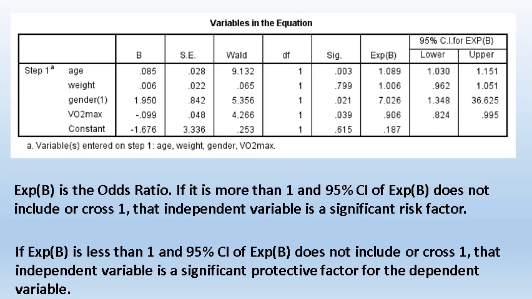Exponential B is the odds ratio. If it is more than 1 and the 95% confidence interval of the odds ratio, or exponential B, does not include or cross 1, that independent variable is a significant risk factor. If exponential B is less than 1 and its 95% confidence interval does not include or cross 1, that independent variable is a significant protective factor for the development of the dependent variable.